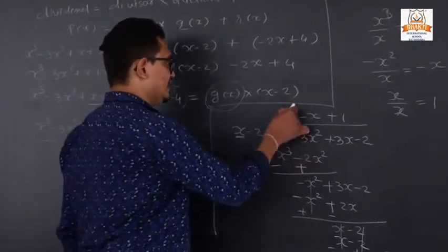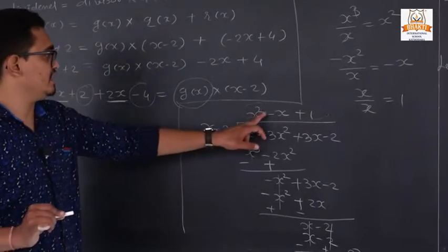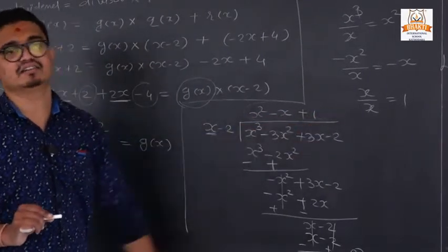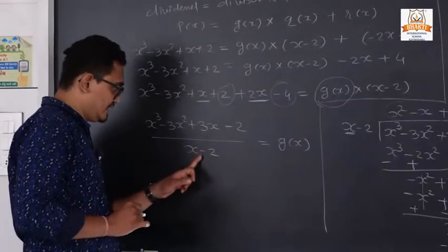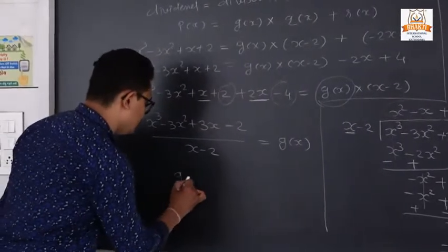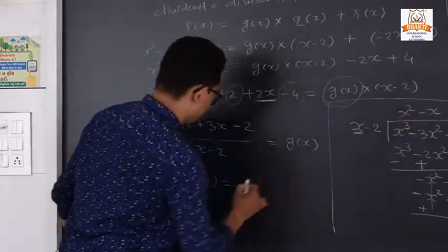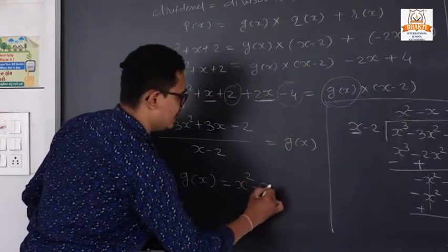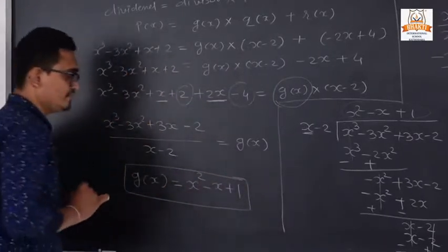So what can we get here? What is our quotient now? It is x square minus x plus 1. So it means, if we divide that polynomial with x minus 2, what is the answer of g of x? The answer of g of x is x square minus x plus 1. So it is our final answer.